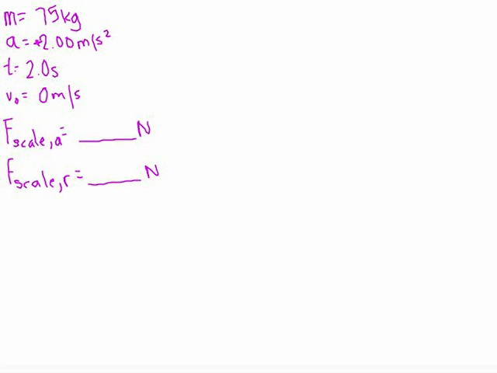Now if we draw a free body diagram for our girl, here's our girl. When she's accelerating upward, this upward force is more than her force due to gravity. When she's traveling at a constant speed, the applied force is equal to her gravitational force. So we need to see this scale reading. When is it the highest?